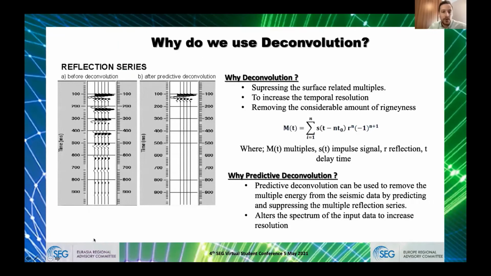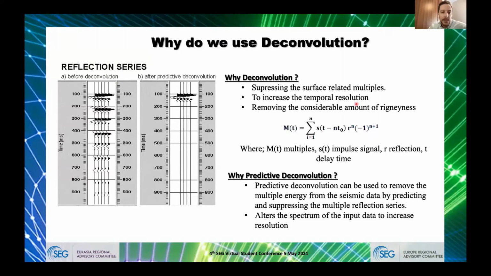If we go through why we use deconvolution, let me open my pointer as well. Deconvolution is a filtering process which removes a wavelet from the recorded seismic trace by reversing the process of convolution. The usual way to perform deconvolution is to design a Wiener filter to transform one wavelet into another wavelet in a least-squares sense. So why do we use deconvolution? Especially to suppress the surface-related multiples, to increase the temporal resolution, and to remove a considerable amount of ringiness.